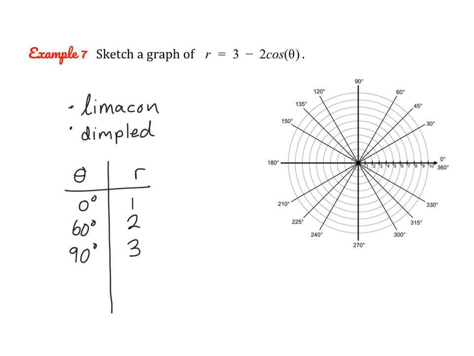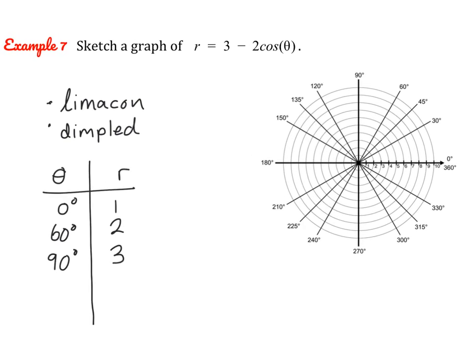Okay, let's plot these coordinates to see what we get. So here, let's start with 0 degrees, 1, which is right here, and then we have 60 degrees, 2, and then 90 degrees, 3. And then based on the fact that it's a cosine graph, we know that we can reflect it over our polar axis. So we can reflect this point at 60 degrees to 300 degrees, and we can reflect 90, 3 to 270.